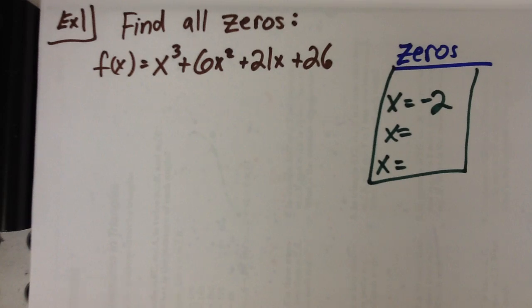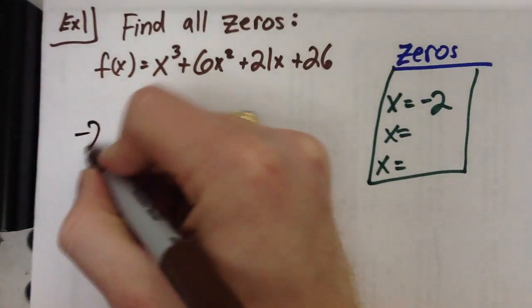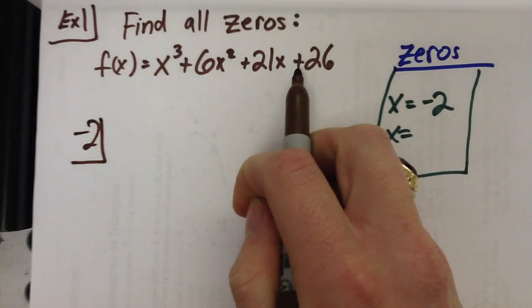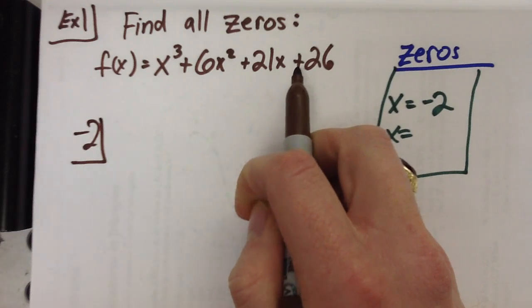So this is exactly what you were doing in the previous lesson. You have one of your zeros. That's what goes in the box. You're going to do synthetic division, basically factor this down, and then we're going to solve by factoring. That was a skill you did a lot of in Chapter 6.